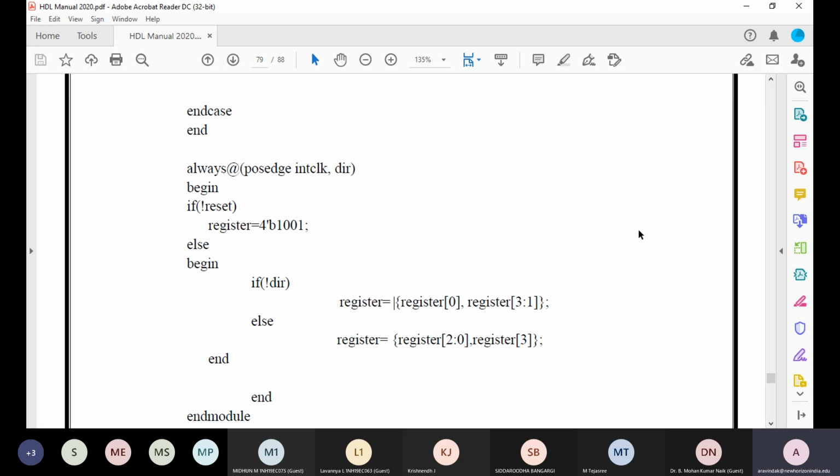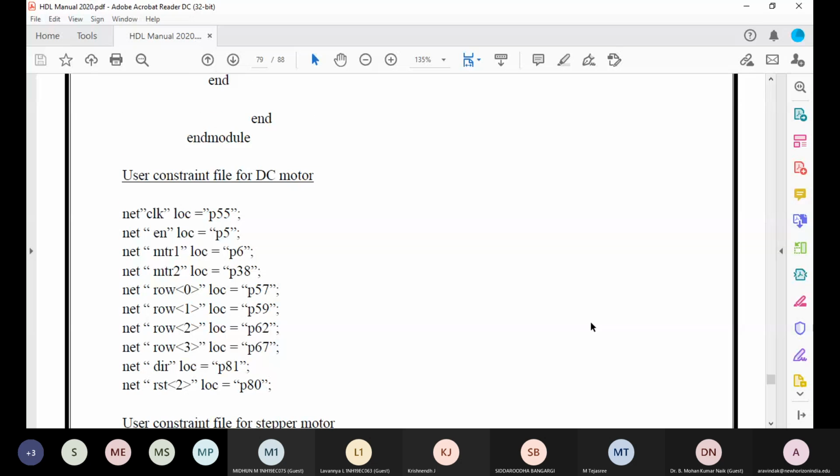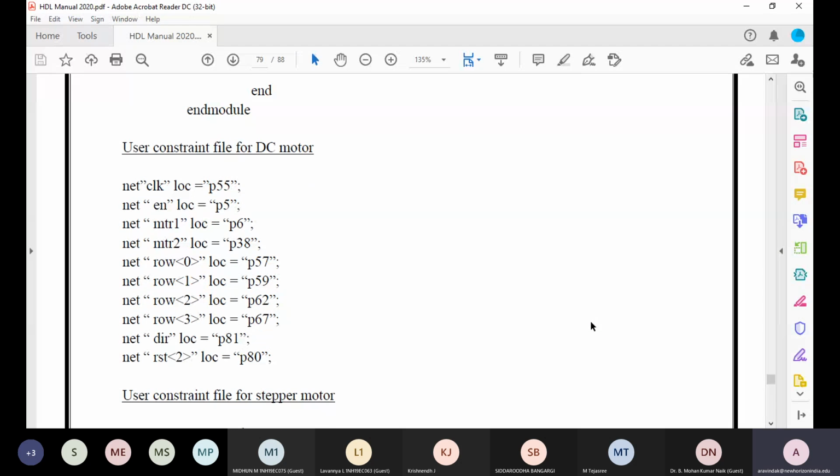I don't think I should use the whiteboard once again, because I have already discussed how this 1001 becomes 1100 and 0011. I don't have to show you the details of this user constraints file. When you come back to the college, you will be using all these details to assign particular pins of the FPGA to all these particular variables. You can see here clock, enable, motor 1, motor 2, row of 0, row of 1, row of 2, row of 3, direction and reset.